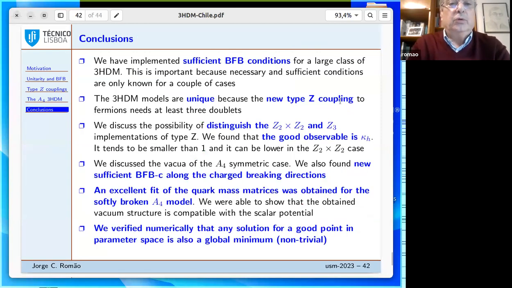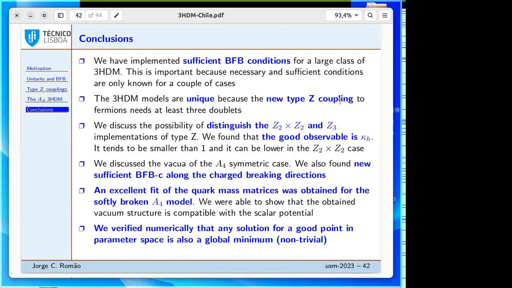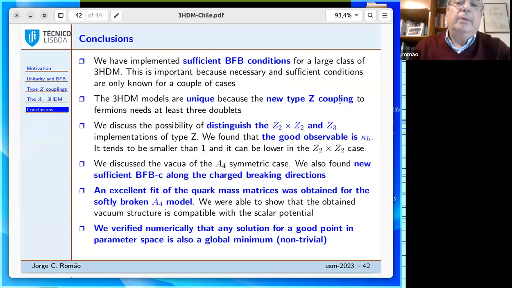Okay, and this brings me to the conclusions. Now we have implemented sufficient bounded from below conditions for a large class of 3HDM. This is important because necessary and sufficient conditions are only known for a couple of cases, and these methods can be generalized to other problems. The 3HDM models are unique because the new type Z coupling to fermions needs at least 3 doublets. And if you have 4 doublets, there is not much difference because you already have a simpler case, the 3HDM, where you have this type Z.